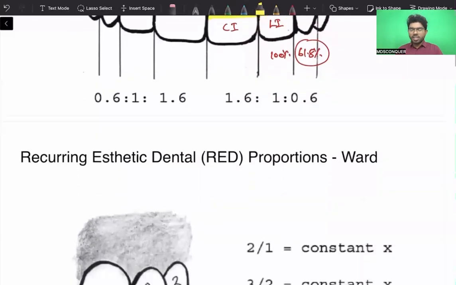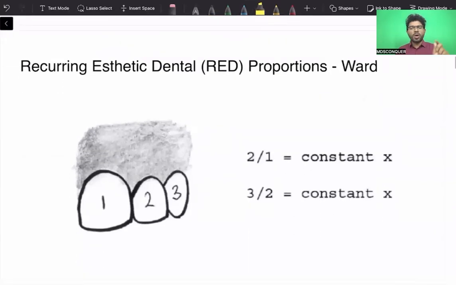The main disadvantage of the golden proportion is that it talks about the apparent dimension, not the original dimension. That is the biggest disadvantage of the golden proportion.